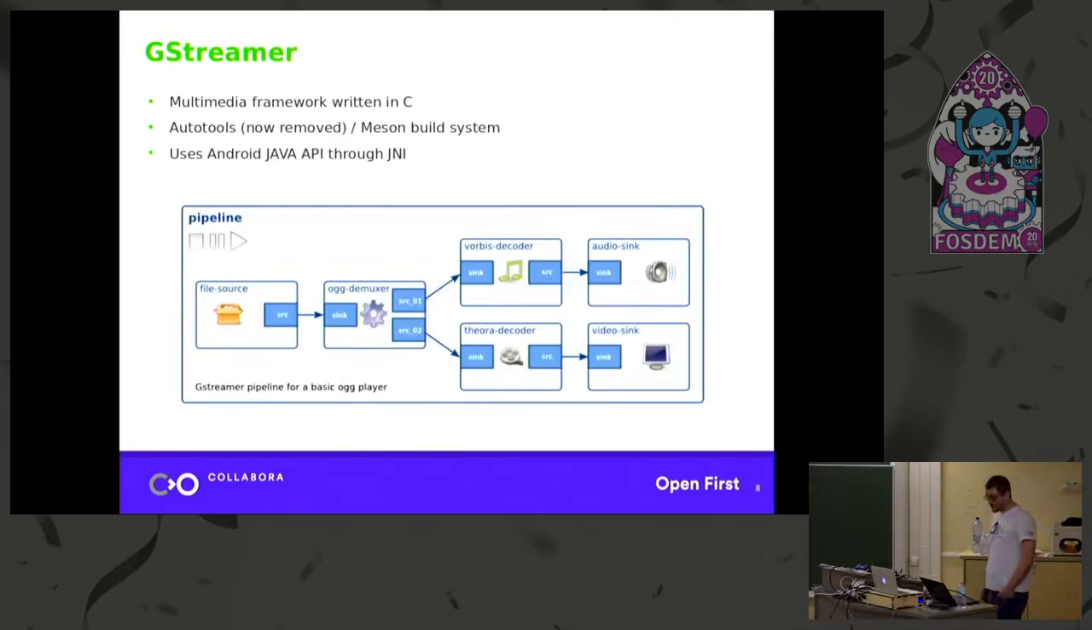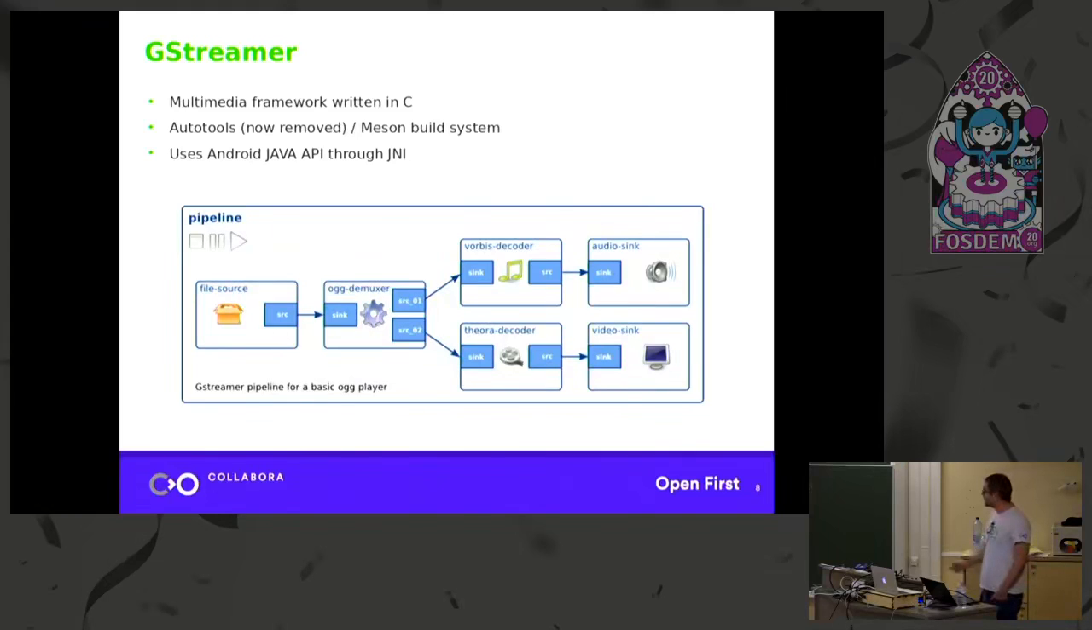GStreamer is a multimedia framework written in C. They had an Autotools build system. Thankfully, it's removed now, and it's fully the Meson build system now. So that's the third build system in my presentation. GStreamer already has support for Android, but it is using the Java API through JNI.